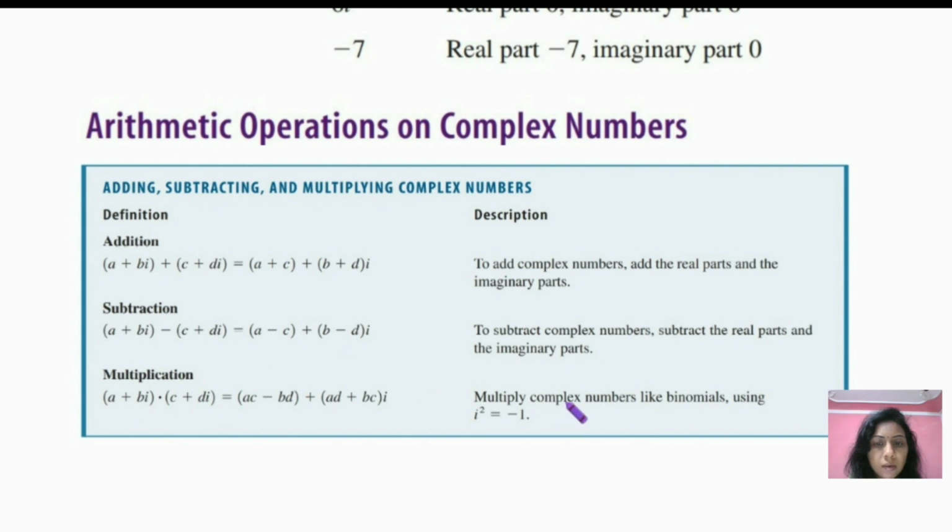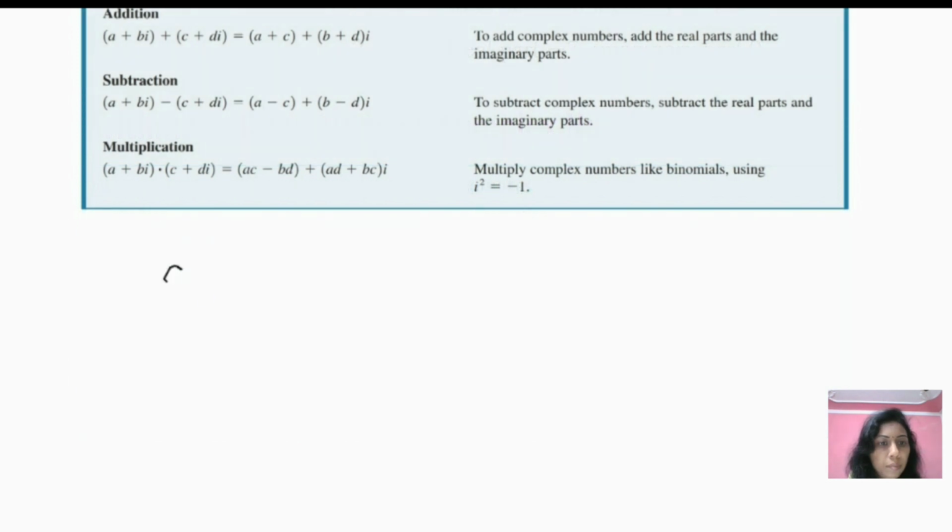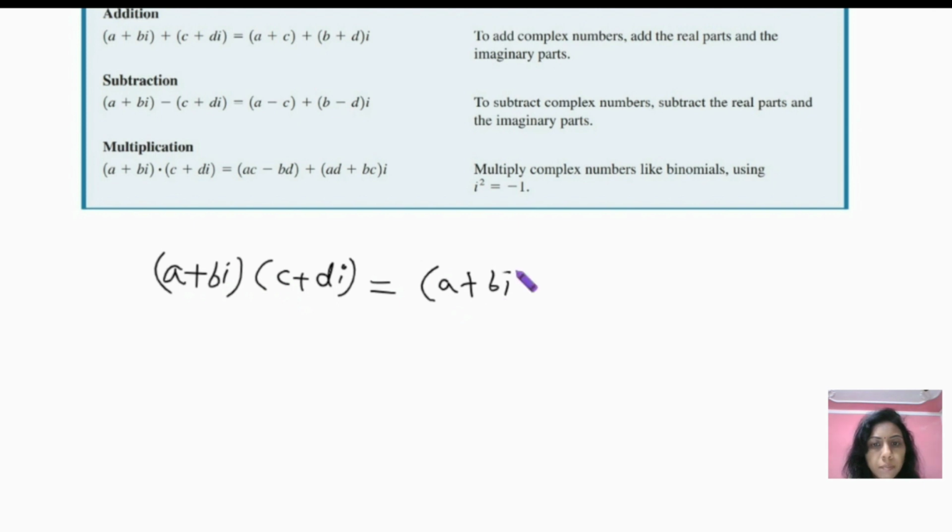Multiplication: multiply complex numbers like binomials using i square is equal to minus 1. Let me show you how we got this. a plus bi multiplied by c plus di. Two complex numbers when multiplied, the first parenthesis multiplies with c, a plus bi multiply c, plus the first parenthesis multiplies with di.